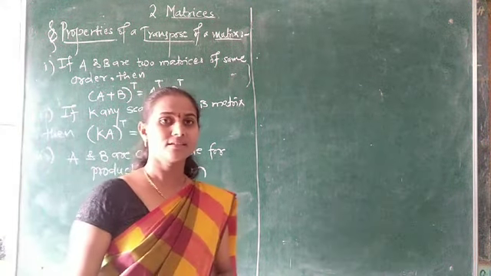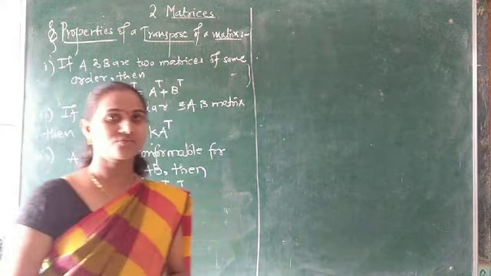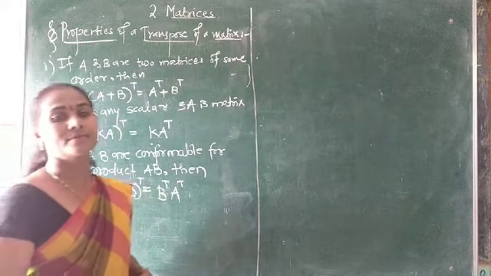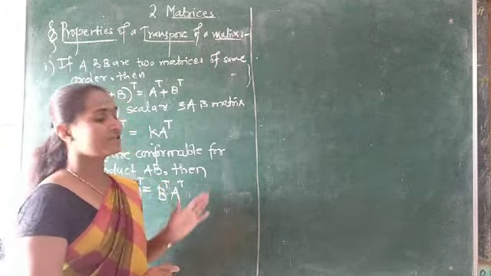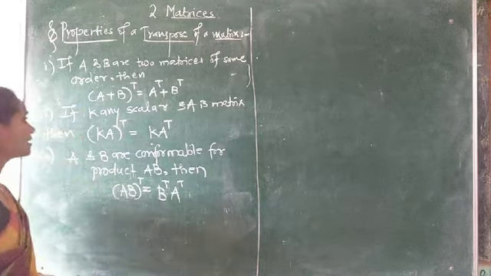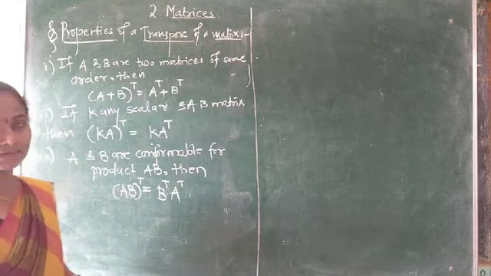Hi student, in this lecture we see some properties of the transpose of a matrix, and in the last lecture we already studied the transpose. Transpose of a matrix means what? Only interchanging the rows and columns, we get the transpose of any matrix. So the first property of transpose of a matrix is what?